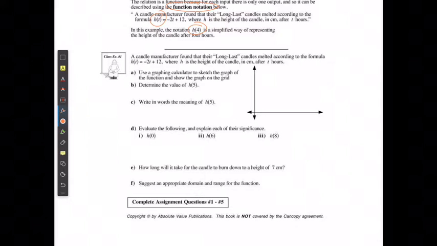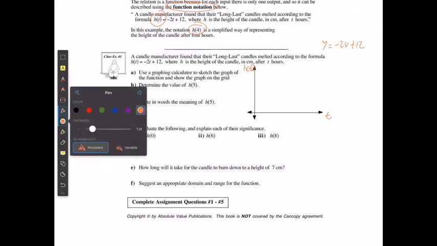Use a graphing calculator to sketch the graph of the function and show the graph on the grid. What I'm actually going to put in my calculator is y is equal to negative 2x plus 12. I know that the x and the y can't be negative, so I'm just going to deal with positive ones, like we see on the graph here. The vertical is going to be represented by h as a function of t, and the horizontal by t.